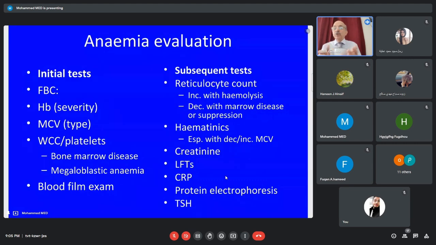Anemia evaluation. How do we evaluate anemia? We have discussed this. Okay, I'll give you a few seconds to look into this slide, but all these patients I have discussed earlier.